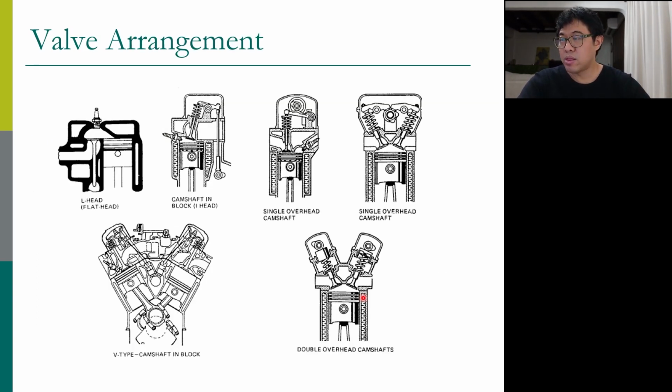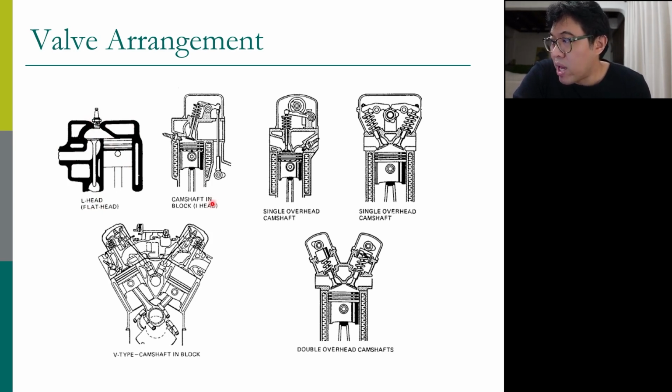Now there are many valve arrangements. You can have a valve like this. The intake comes in, goes up, reverses, and goes to the cylinder like that. We call that L head or flat head. So this engine has a flat head.